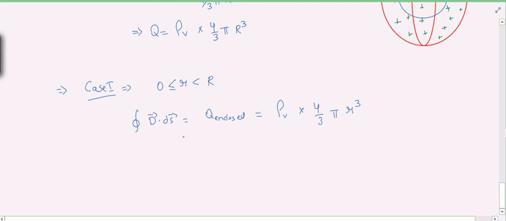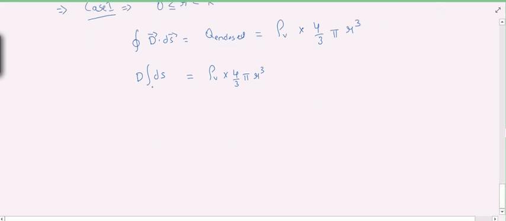Now this D dot dS: as this is a sphere, the D and dS vectors are both a_r cap, so this becomes D integral dS equals rho v into 4/3 pi r cube, right? Now what will be the integral of dS? It is the surface area of the Gaussian sphere, so it will be D into 4 pi r square equals rho v into 4/3 pi r cube.